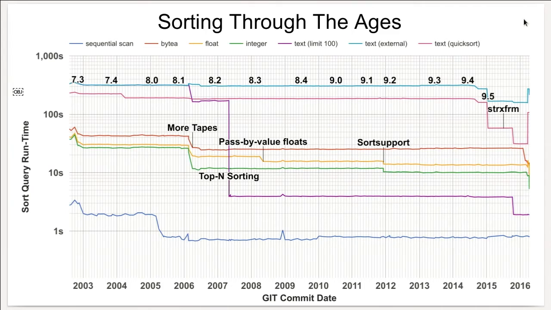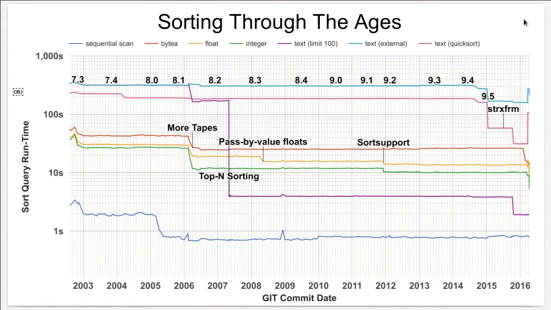So I prepared a presentation for a different conference called "Sorting Through the Ages," where I benchmarked Postgres, compiling old versions of Postgres, going back as far as 7.3, in fact almost 7.2. These benchmarks run a handful of queries that all benchmark the sorting code, and the talk focused on that. But right now I'm not going to talk so much about the sorting code and the performance, but about how I did this, because this turned out to be a much longer journey than I expected.